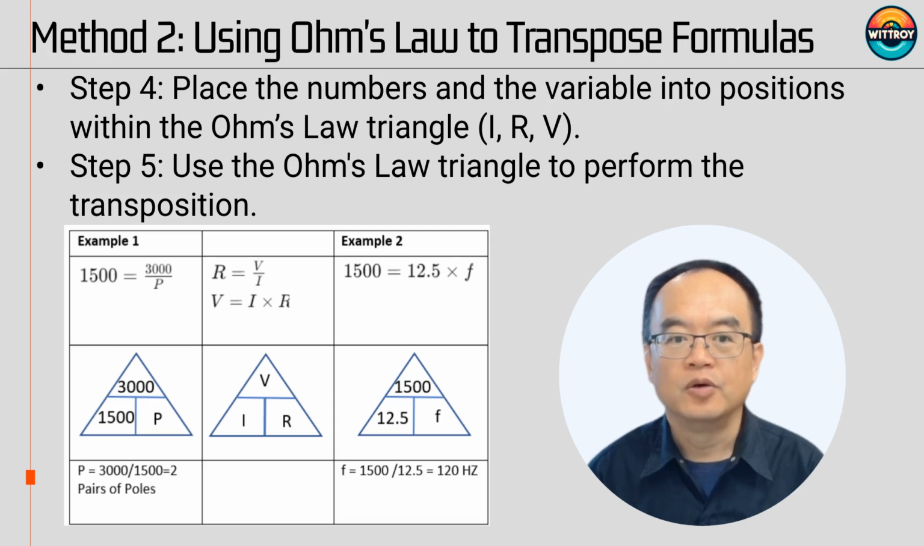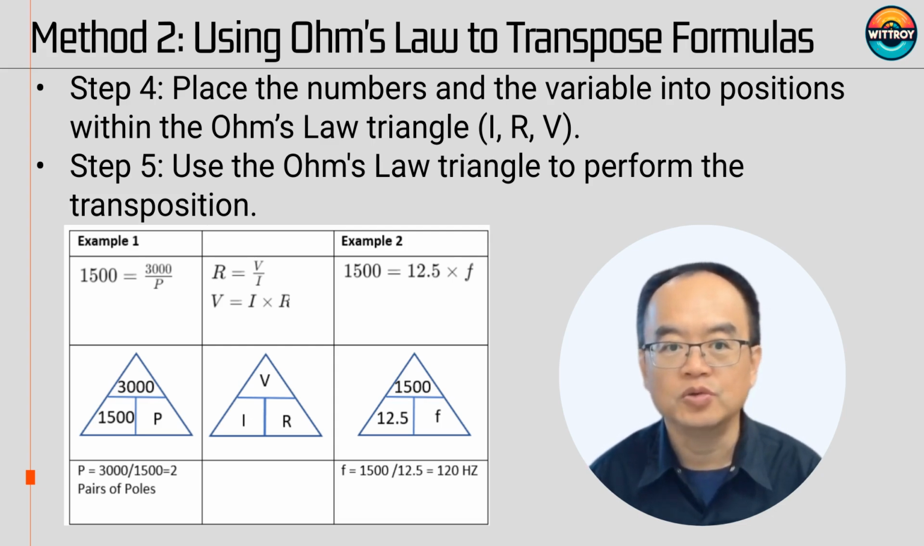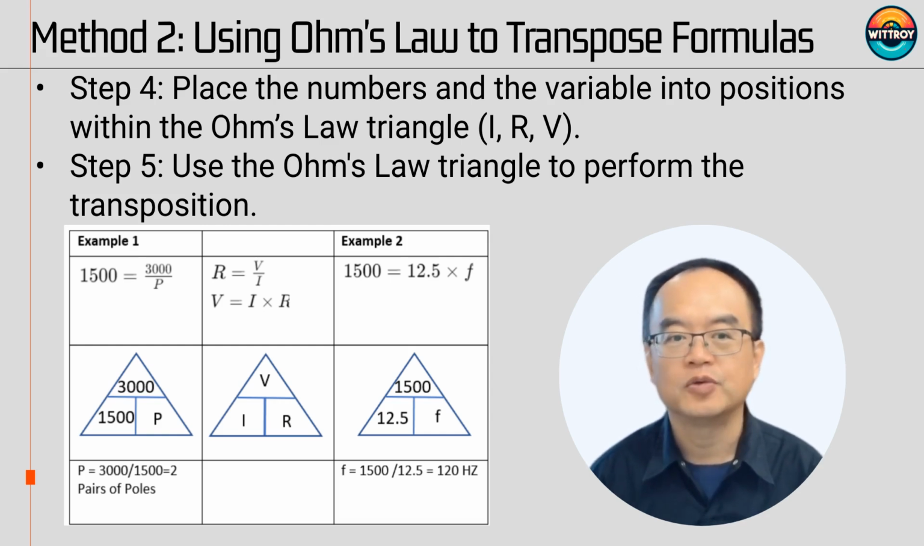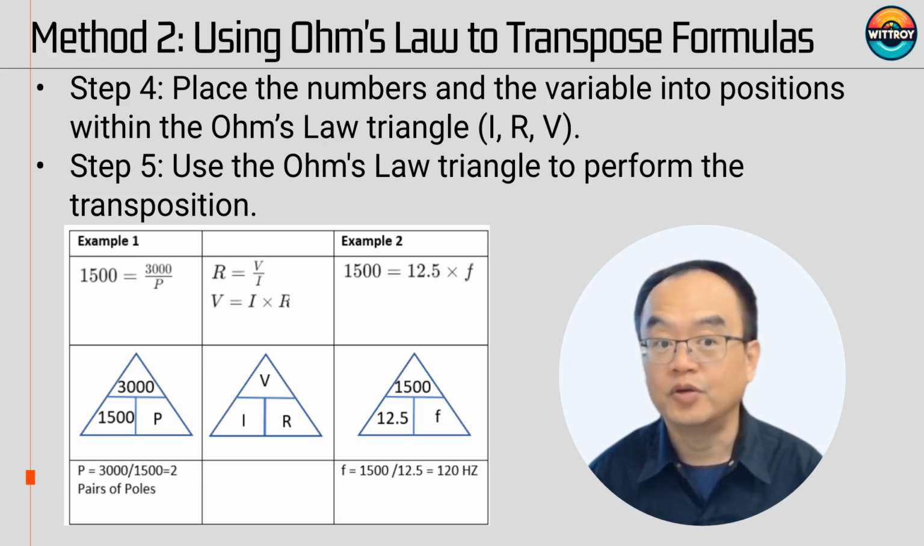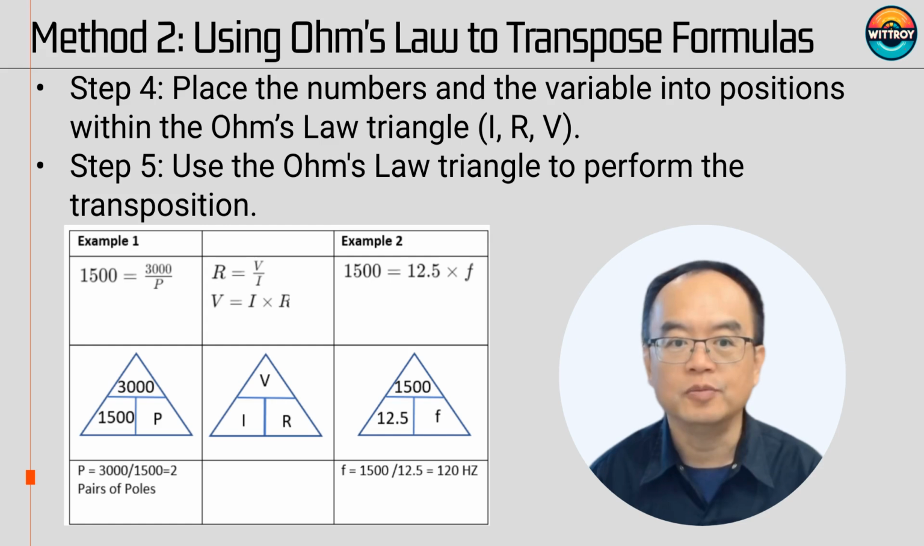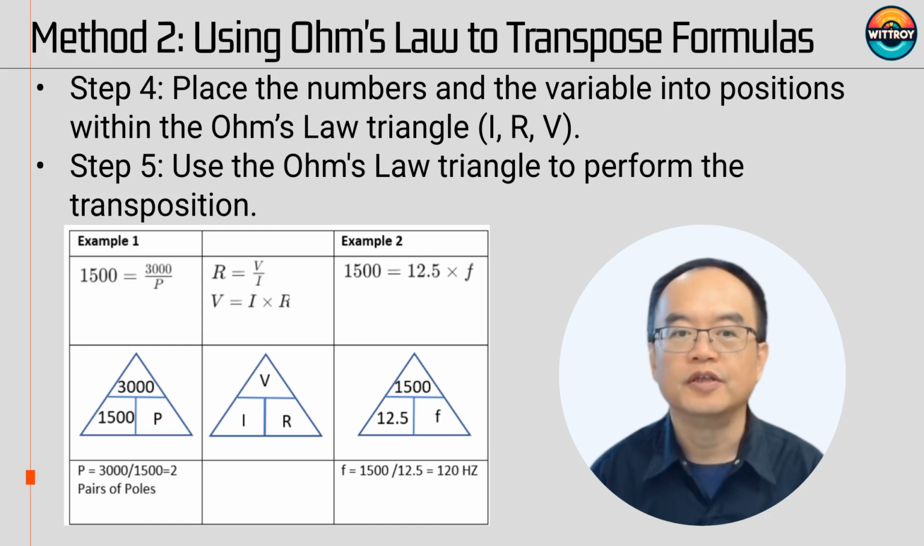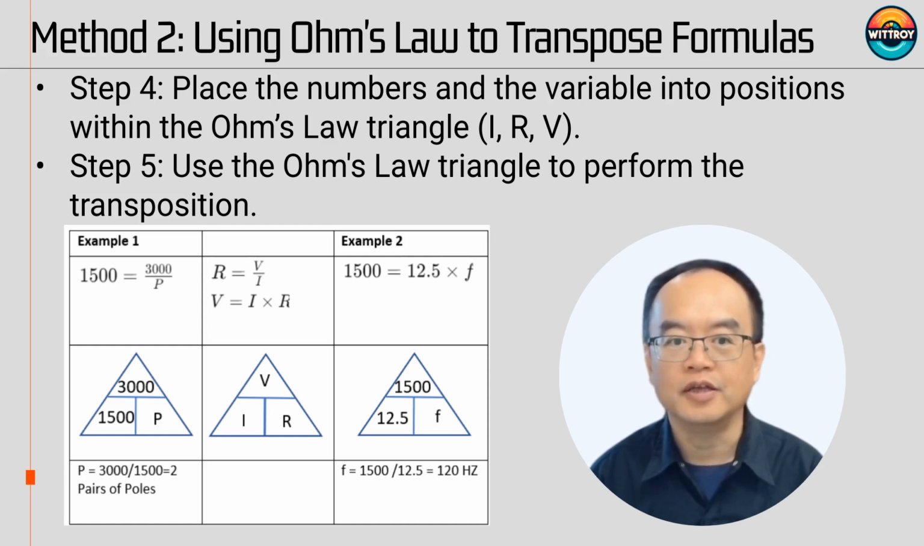Step 5. Use the Ohm's law triangle to perform the transposition. For example 1, using the triangle you get P equals 3000 divided by 1500. Then use a calculator. The answer of P is 2 pairs of poles or 4 poles. For example 2, using the triangle you get F equals 1500 divided by 12.5. Then use a calculator. The answer of F equals 120 Hertz. By following these steps, you can use the Ohm's law triangle to help transpose formulas effectively.